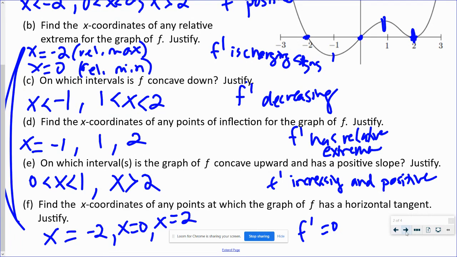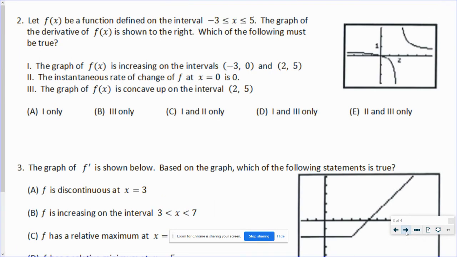All right, now we're going to take a look at some multiple choice. Because again, we're starting to try to get ready for the AP exam. We're still looking out in May for that. So we're going to try to look at some multiple choice here.